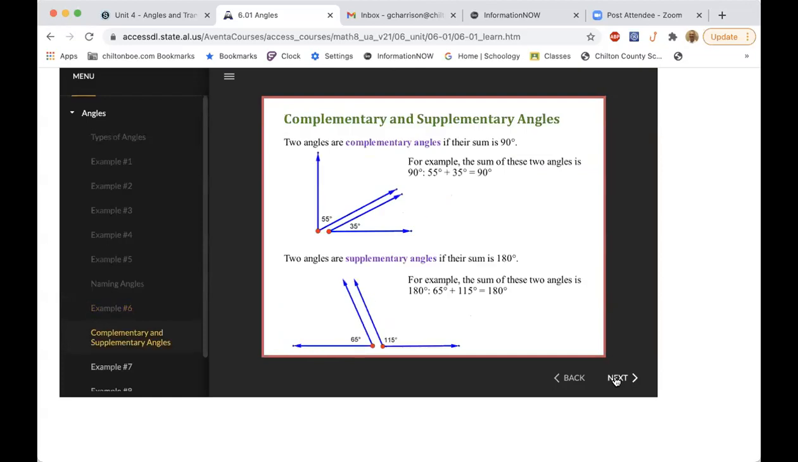There are two types of angles we need to know: complementary and supplementary. A complementary angle means their sum is 90 degrees. It means if you add the two angles together and get exactly 90 degrees, they are complementary angles. Supplementary angles are angles whose sum is 180 degrees. If you add two or more angles together and get exactly 180 degrees, those are supplementary angles. Very important, you know, complementary is 90, supplementary is 180. That's going to be important for a lot of stuff we do in this unit. Complementary, 90 degrees, supplementary, 180.